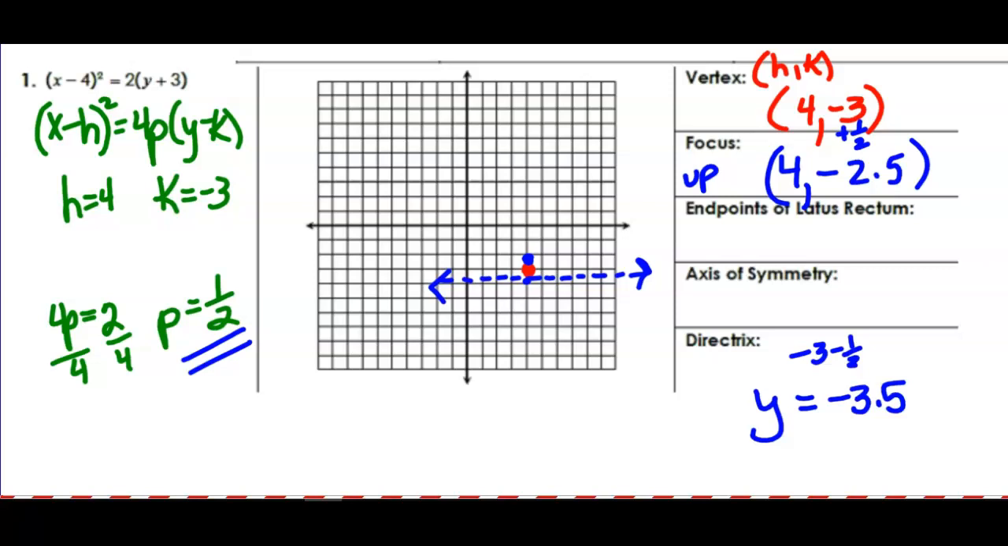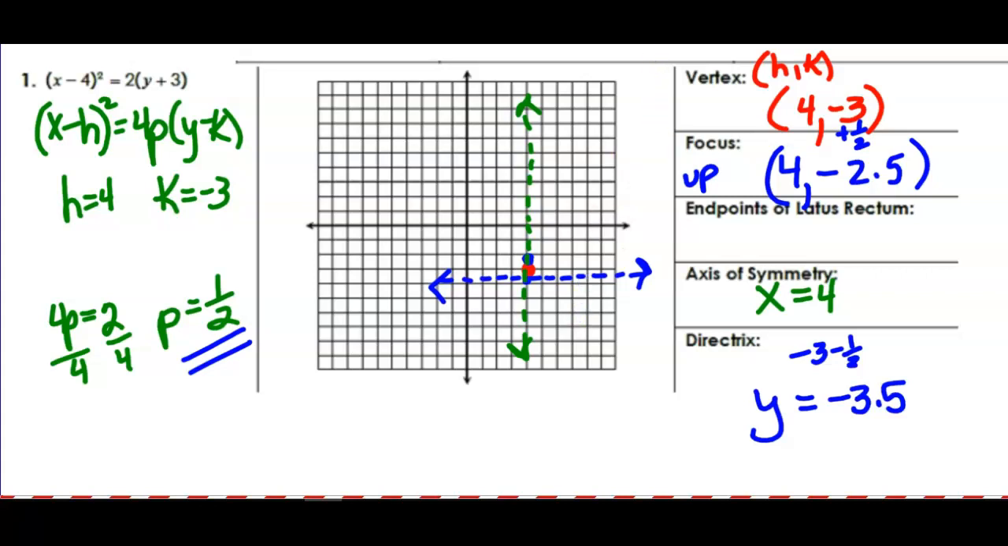The axis of symmetry goes right through the vertex. It's opening up, so it's cutting it in half this way. So that goes through the x value here. 1, 2, 3. Did I? No, I did. I couldn't count. x equals 4 is the axis of symmetry.